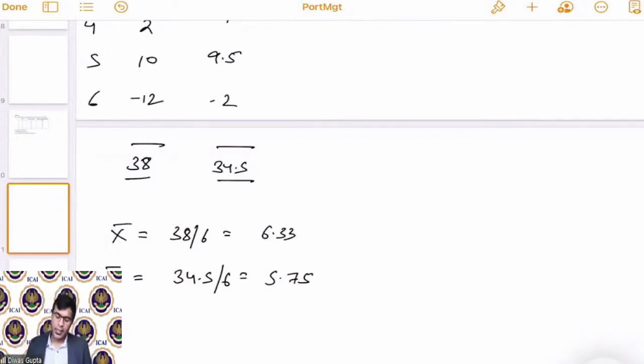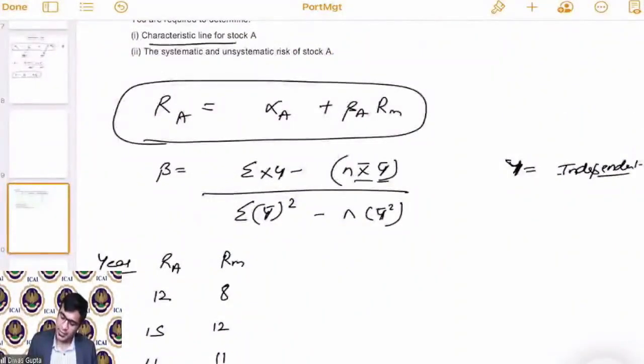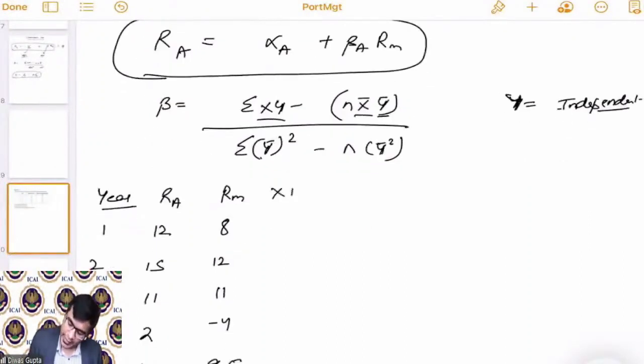Okay. So X bar, Y bar is 38 by 6 and 34.5. This is X bar, Y bar. And now what else is required? X bar, Y bar is done, and XY is also required. Correct. So let's calculate the XY here.